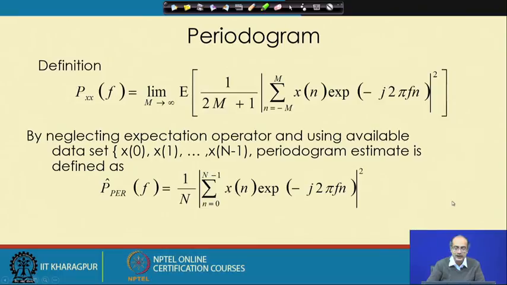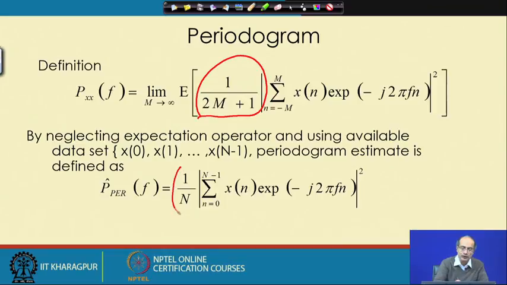We would compute the sum for n equal to 0 to N minus 1, with the Fourier kernel along with the term x[n], and we will take the mod square of the summation, and again take the scaling factor 1 by N like the previous one. Earlier we also had 2M plus 1, the number of terms we are adding. Here it is 1 by N, so many terms we are taking.